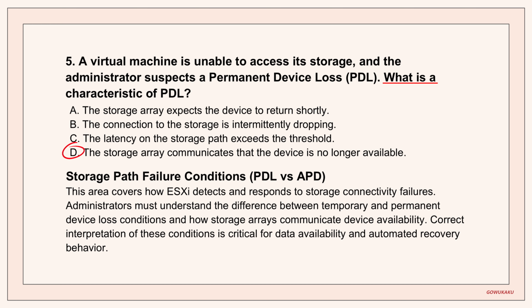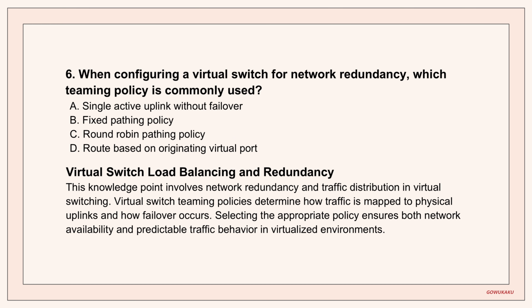That's a powerful difference. Okay, let's shift focus to resiliency and automation, starting with the network. When you're configuring a virtual switch for redundancy and maybe some load distribution, what teaming policy is the most common standard approach? The standard workhorse, the one you see almost everywhere, is route based on originating virtual port.